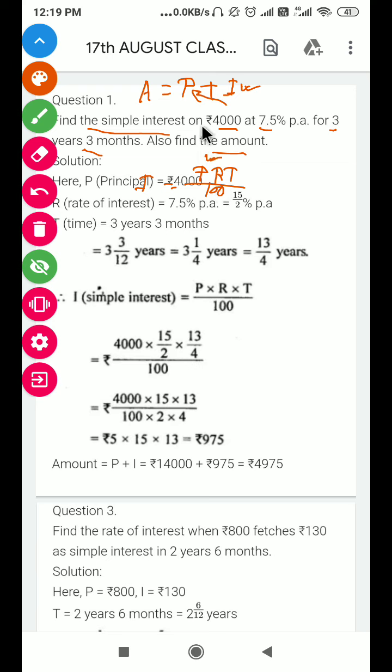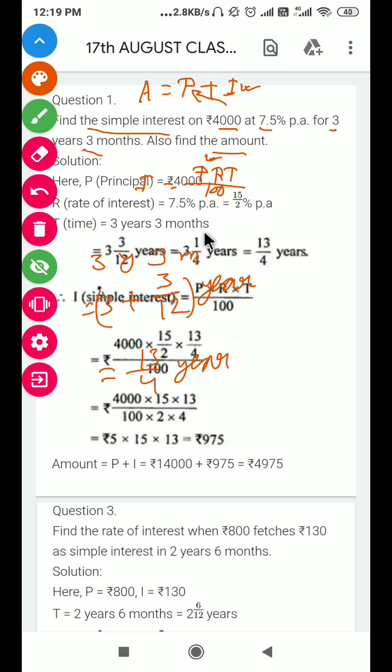So P is given, you can put 4000. R is given, you can put 7.5, and time is given as 3 years 3 months. You know that time is given here in years, but here years and months are both given. So what to do first? Firstly you have to convert 3 years 3 months to years. So how to convert this? 3 years and 3 months. How to convert 3 months to years? Divide by 12. So this is 3 plus 3 by 12 years. If you calculate this, you will get 13 by 4 years.